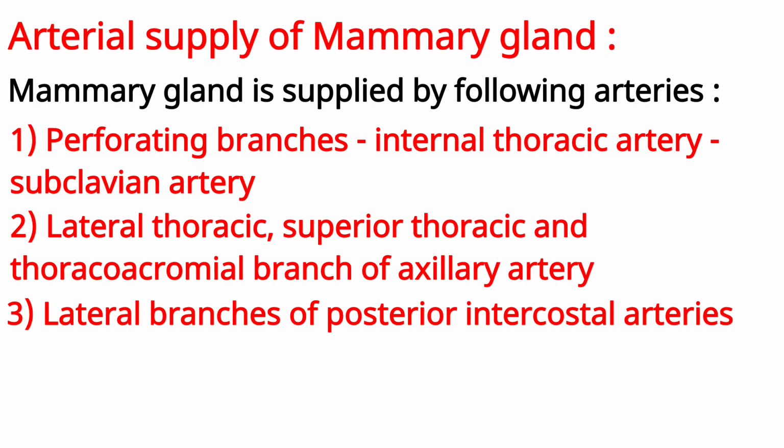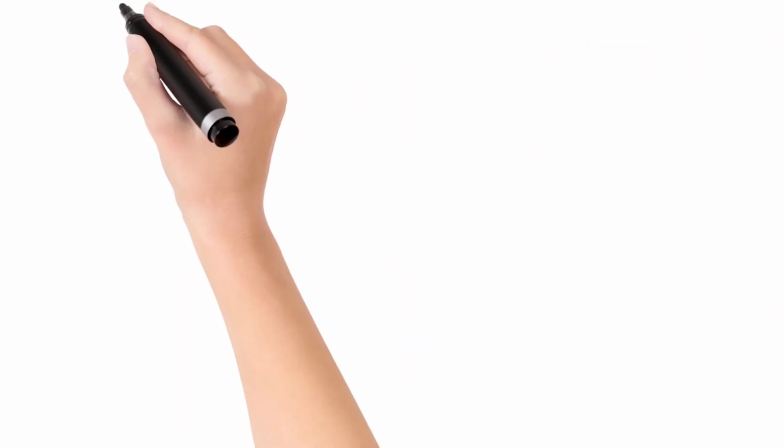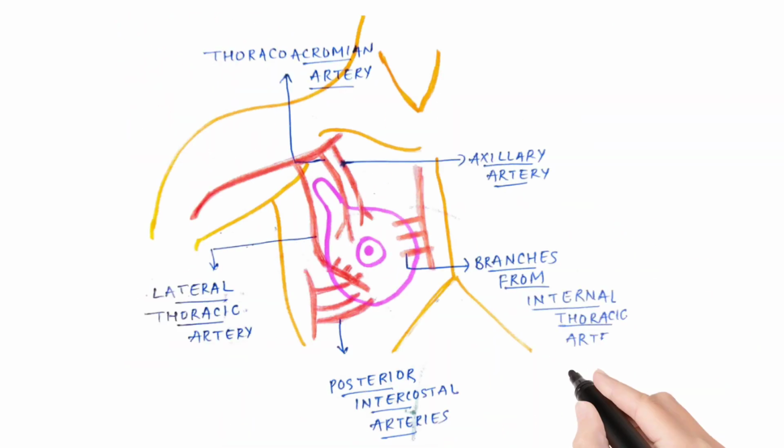Okay. The second most important artery is axillary artery. The axillary artery is the continuation of subclavian artery in the arm, and it provides arterial supply to the mammary gland through three branches. The first branch is lateral thoracic artery, the second is thoracoacromial, and the third one is superior thoracic artery.